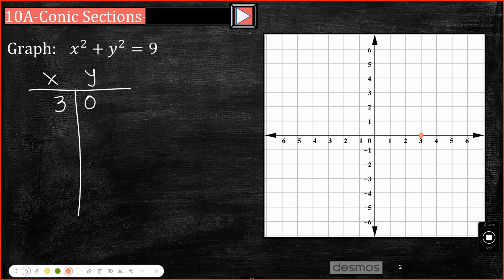Now hopefully you see a pattern of what I'm doing here. Let's go with y being 3. I'm going backwards on this one because this is not going to be a function. If y is 3, then what is x? 0. Or I could have just said that if x is 0, then y better be 3.